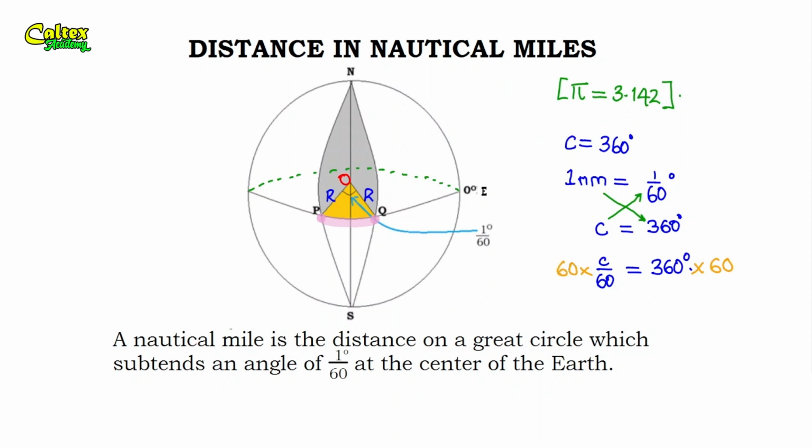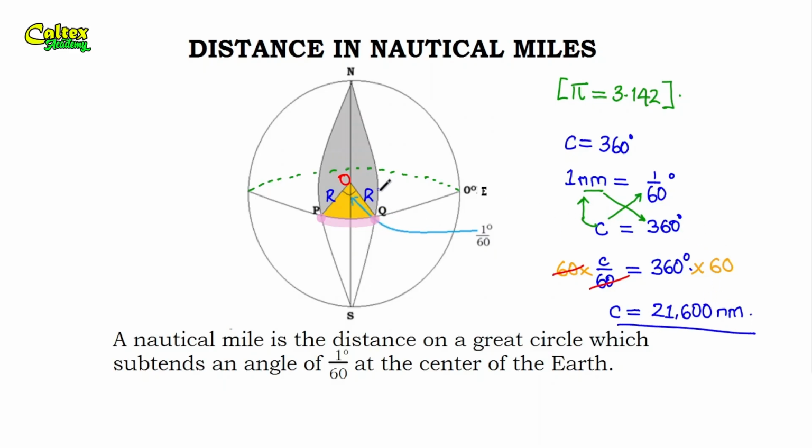So the 60 on the left-hand side will cancel, and we're only left with the value of C. When we multiply these two numbers, we get 21,600. And of course, the result here is in nautical miles. We can see this value of C has this unit here. So our unit is in nautical miles. That is one note.